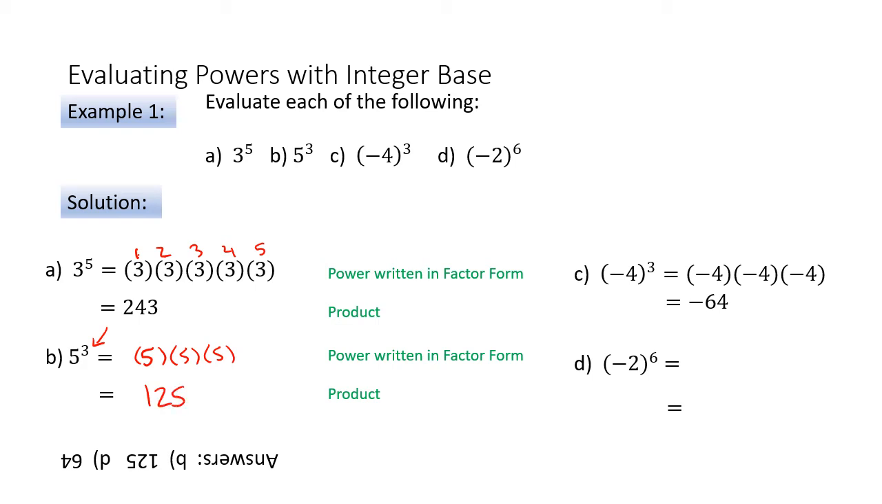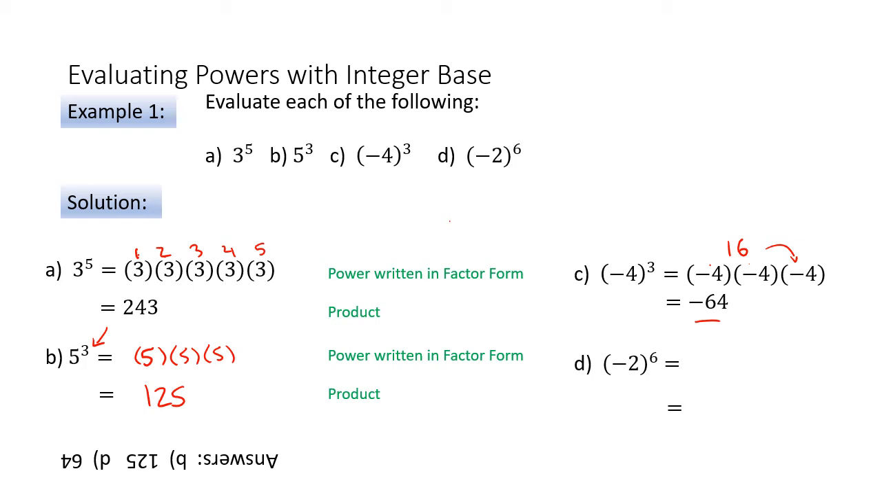Next example, negative 4, all in brackets, very key item to see here, to the exponent 3. So that's negative 4 times negative 4 times negative 4. And the answer is negative 64. And that's because negative 4 times negative 4, if a negative multiplied by a negative is a positive, that would be 16. Then you multiply that by the last negative 4. So positive 16 times negative 4 is negative 64.